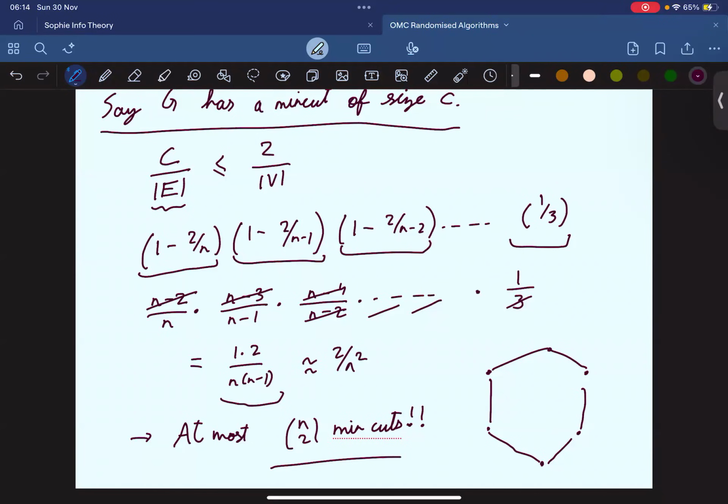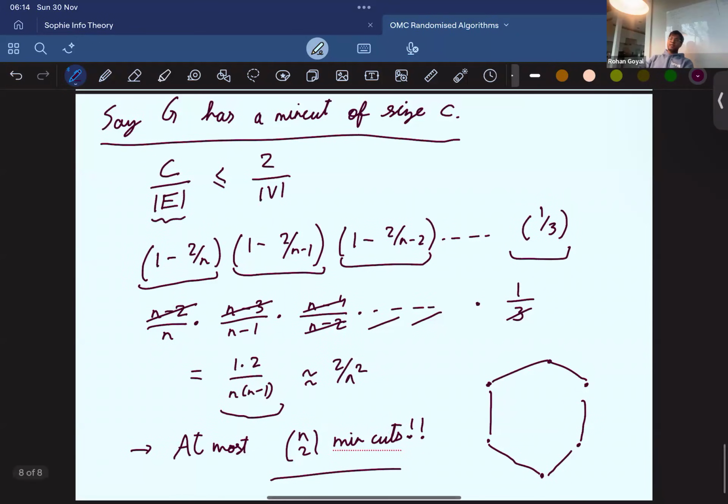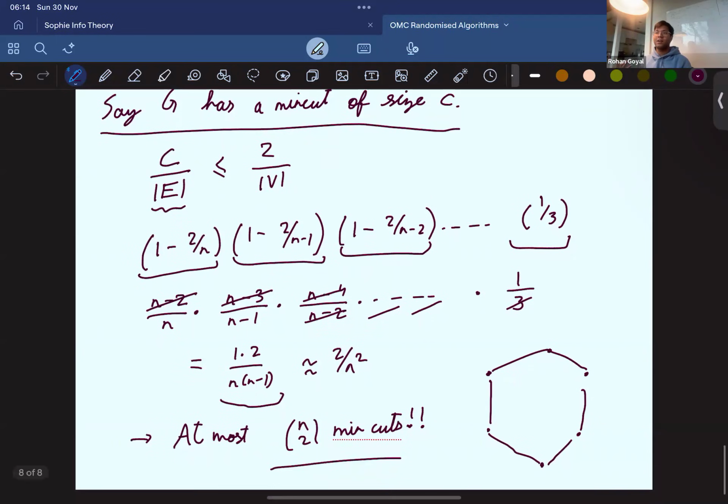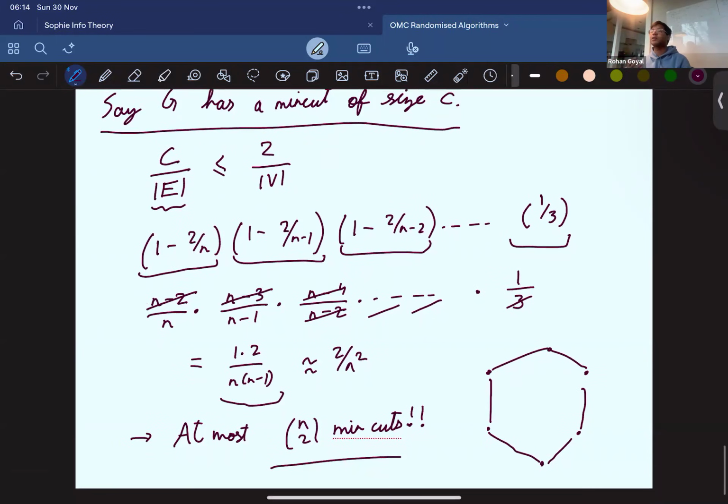It's not a priori obvious that there should be only polynomially many min cuts, right? It could very well be that there are many, many different ways of constructing min cuts, and this shows that no. Not only can I find a given min cut with good probability, there are not too many of them, because I can find any given one with good probability. Does that make sense?